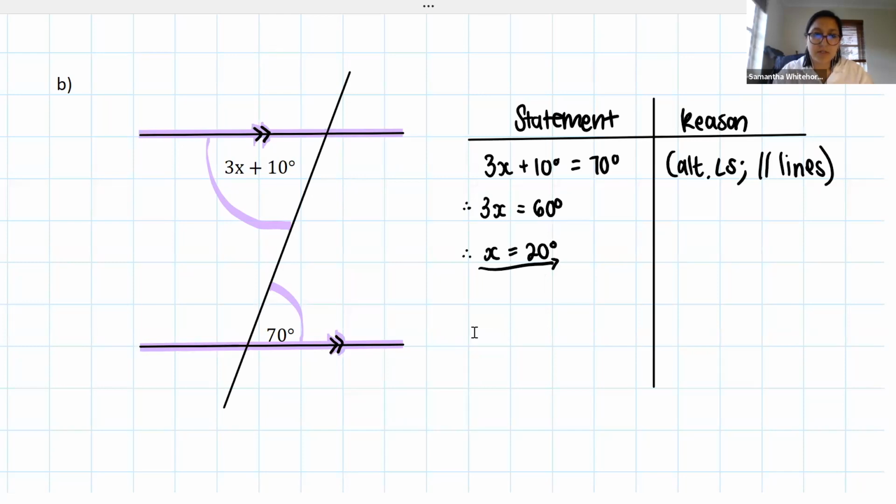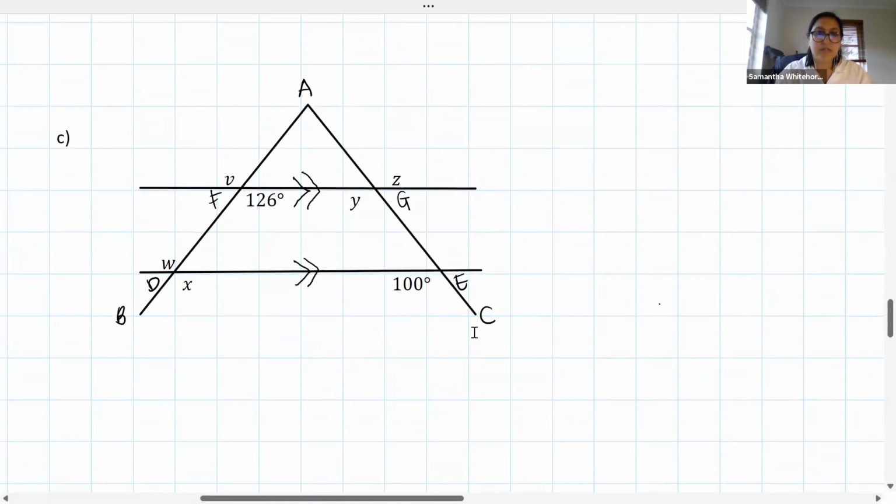Okay, I'm about to go to question C. I'm just waiting for the last few screenshots. Okay. Right, so here, oh, golly, that's an embarrassing labeling situation. So let's just fix that.